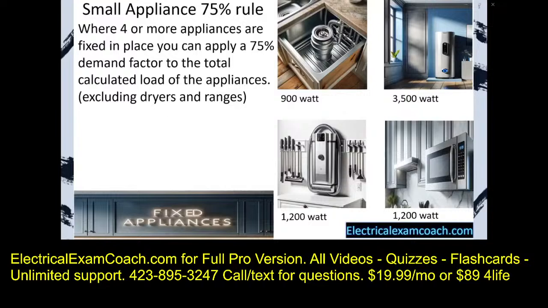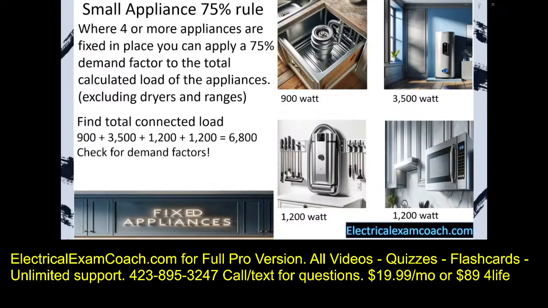Go ahead and total all these up, and that equals 6,800. Then we're going to stop and check for demand factors. Step 1 in all load calculations is to get the total connected load. Then we're going to check for demand factors. And in this case, we can apply the 4 or more 75% rule. We take 6,800 multiplied by 0.75, and that gives us a new reduced load of 5,100 watts. And that's what we would take and add to our whole home load calculation.